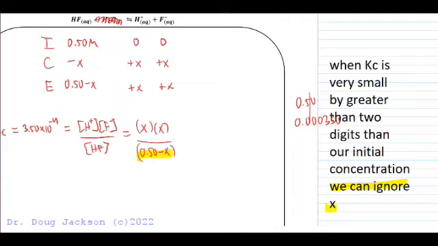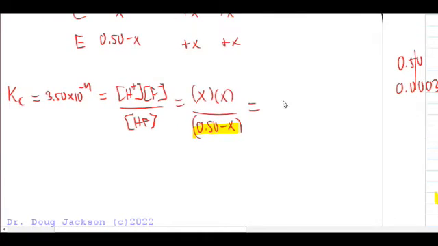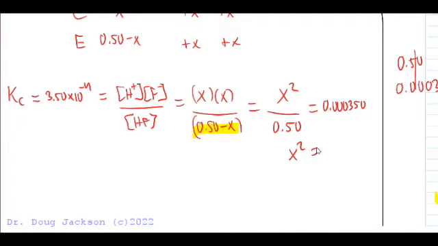So this is a shortcut, and again, your professor may not allow this shortcut, so this is up to you to determine that. But at this point, we can say X times X is X squared, and we can ignore X in 0.5 minus X, so that is 0.5, and all of that equals 3.5 times 10 to the minus 4. So if we say X squared equals, here, got to punch it in the calculator, 3.5 times 10 to the minus 4 times 0.5 is going to give us 0.000175.